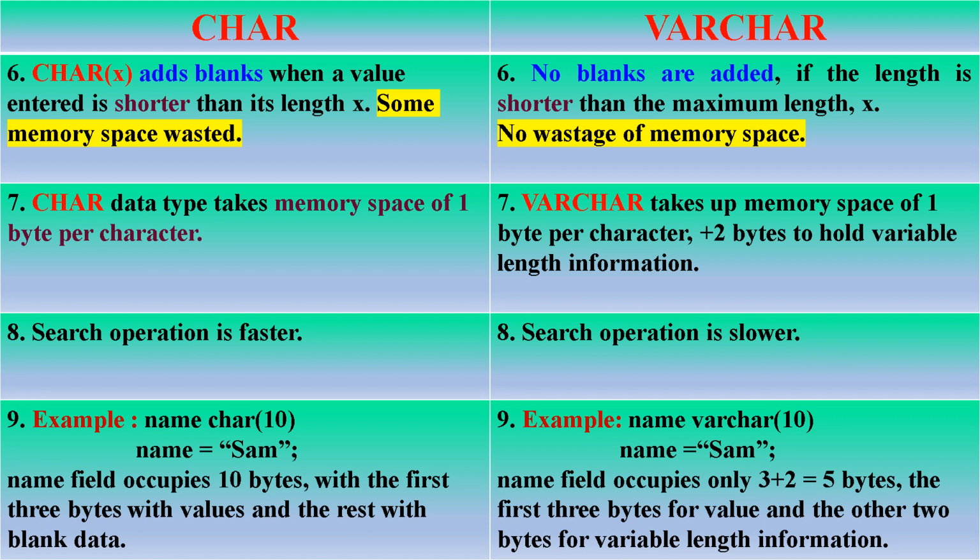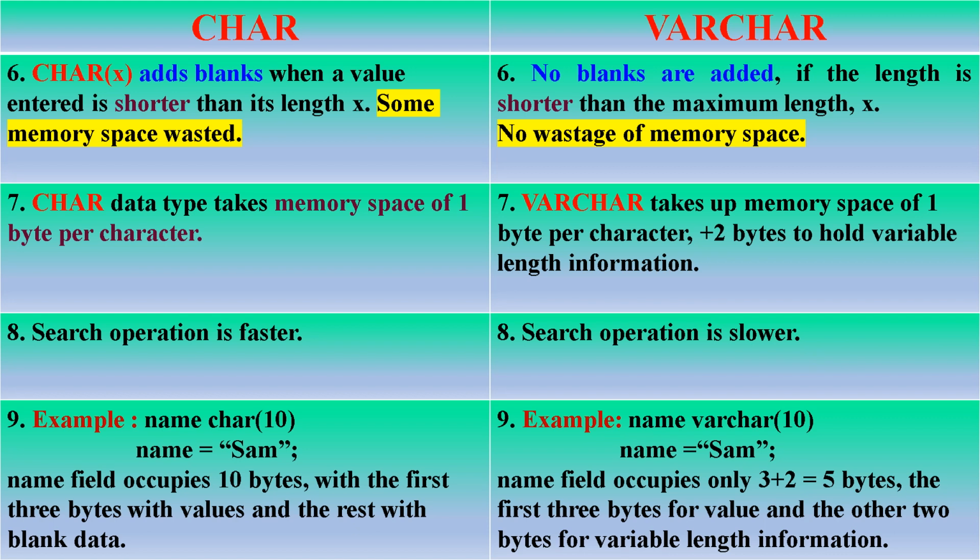Seventh point. CHAR data type takes memory space of 1 byte per character, whereas VARCHAR takes up memory space of 1 byte per character, plus 2 bytes to hold variable length information. This makes VARCHAR more space efficient for variable length strings, compared to CHAR, which reserves a fixed amount of space per character. Eighth point. In CHAR data type, search operation is faster, as it stores fixed length of characters of a string. Whereas, in VARCHAR, search operation is slower.